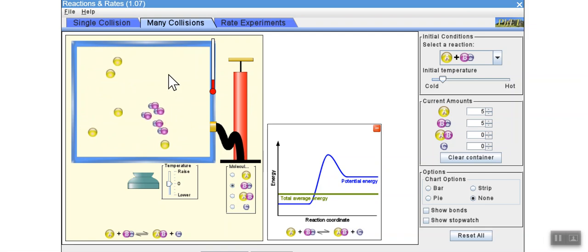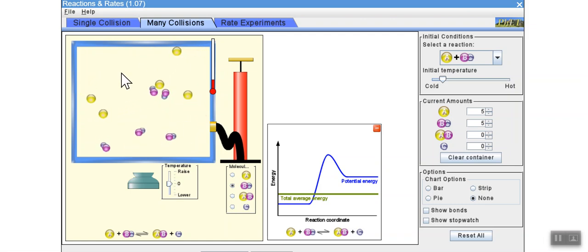Okay, so what's happening is that they are physically bouncing and coming into contact with each other. But you'll notice that when there is a collision, there's no actual reaction happening. Why is that? There's no reaction happening because there's not enough force between the molecules in order to break the old bonds and form the new.